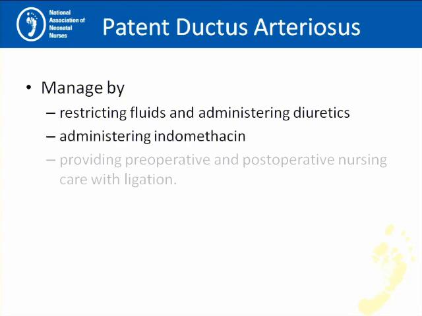Administering indomethacin, which works best for infants less than 2 weeks old and is not effective 4 to 6 weeks after birth. Observe for contraindications to indomethacin, including necrotizing enterocolitis, bleeding disorders, renal failure, low platelet count, and hyperbilirubinemia. Providing preoperative and postoperative nursing care for PDA ligation. Surgical ligation usually is done when indomethacin fails.